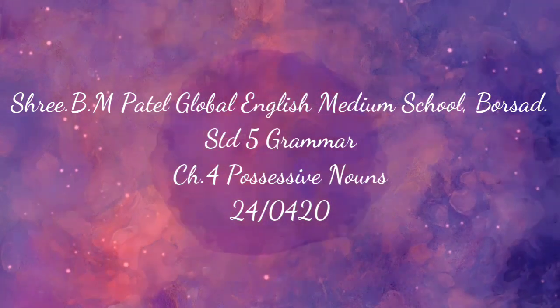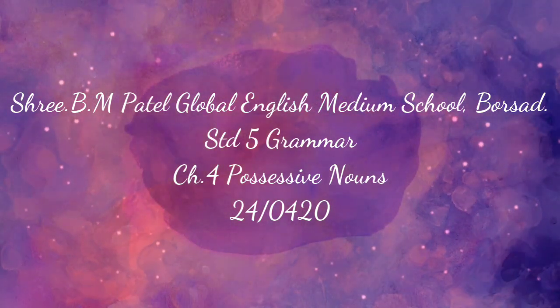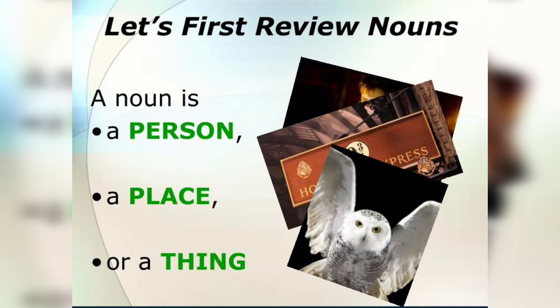Good morning, dear students. Today we are going to learn chapter 4, possessive nouns. But before that, let's brief ourselves about the three chapters that we have already learned. First, that is noun. So we know the definition of noun. Noun is the name of a person, place, thing, or name of an animal. In that we have learned almost five types of noun: common noun, proper noun, collective noun, abstract noun, and material noun. So whatever we have learned in the noun, that will help us to learn the possessive noun.